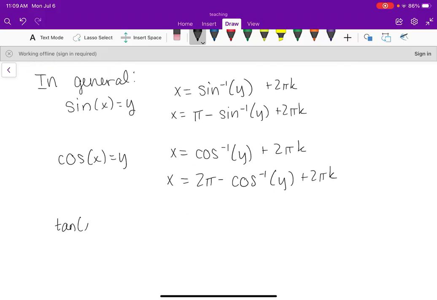And then if we have a tangent equation, this one is written as plus or minus tangent inverse of y plus pi k. I don't really think it's necessary to have that, because adding the pi k gives you that second answer, so I don't totally think it's necessary to write it that way.